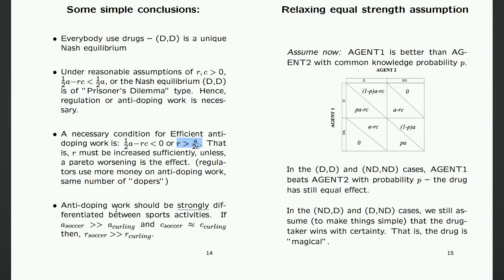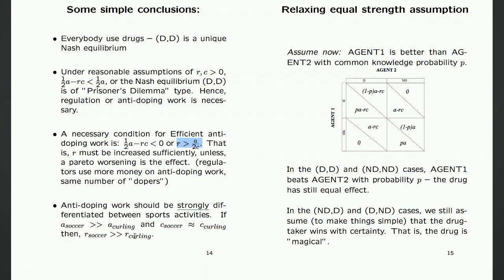A final point here, which is kind of obvious, is that anti-doping work should be strongly differentiated between sport activities. If the prize in soccer is much higher than the prize in curling, which of course it is, and this punishment cost is close to the punishment cost for the two sports, which in a sense it is, the fine or the number of years to be taken out of sports is almost the same between sports here, then, of course, the consequence, given this inequality, is that R soccer must be far bigger than R curling.